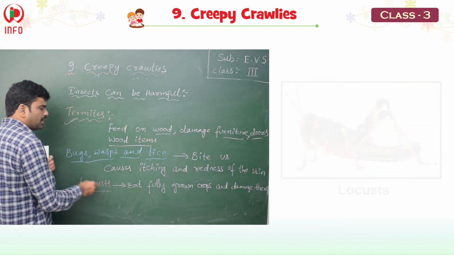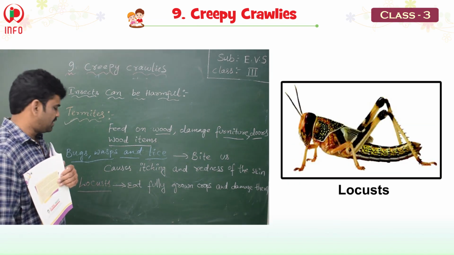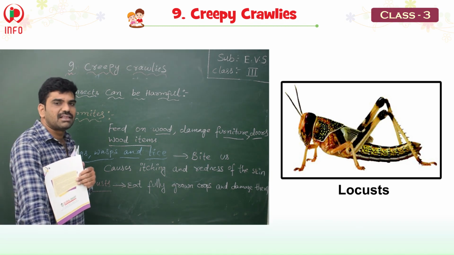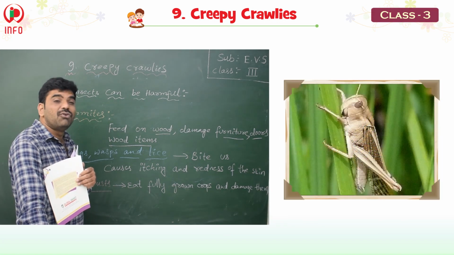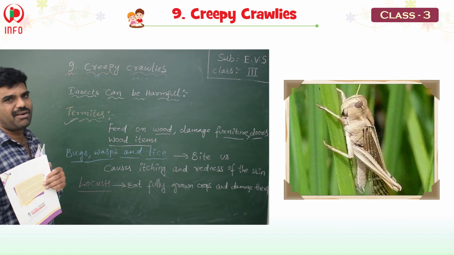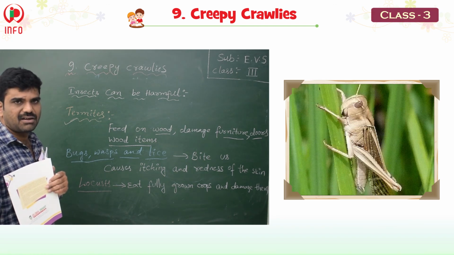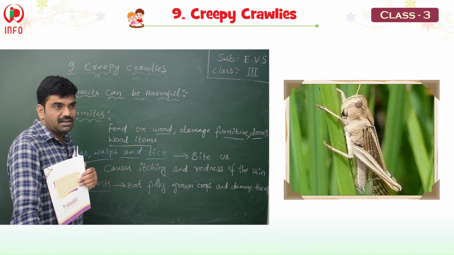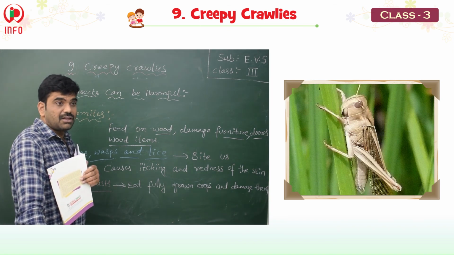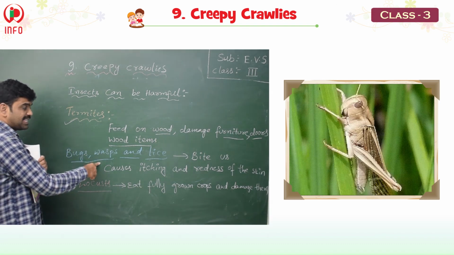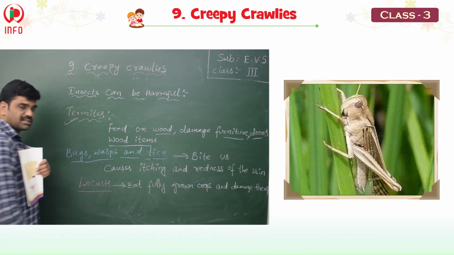Let's go for the third one, locust. These locusts are insects which feed on plants, children. They eat fully grown crops and damage them. So by this, the farmer gets a loss. Right or wrong? If the crop is damaged, the farmer gets a loss and they won't get the food material. So far we have learned about the housefly, mosquito, termites, bugs, wasps, lice and locust. Okay, children?